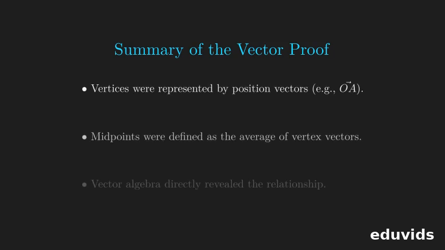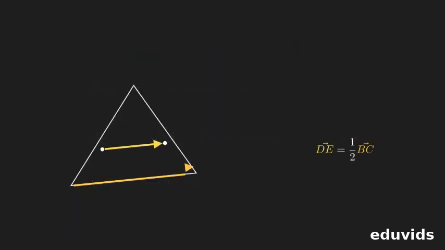In summary, by representing vertices as position vectors and midpoints as averages of these vectors, we directly showed the relationship. We proved that the segment connecting midpoints D and E is parallel to side BC and half its length, confirming the theorem. This vector approach simplifies complex geometric proofs and highlights the power of vectors in analytical geometry.